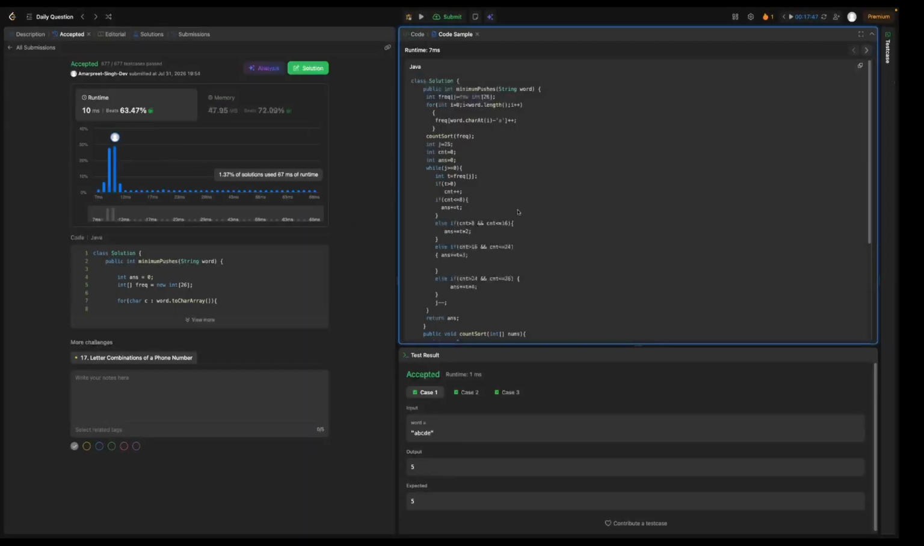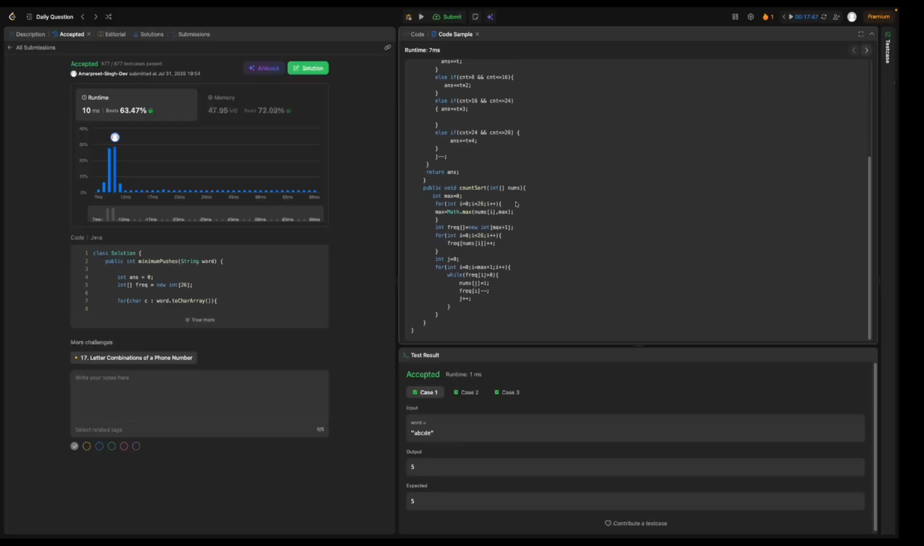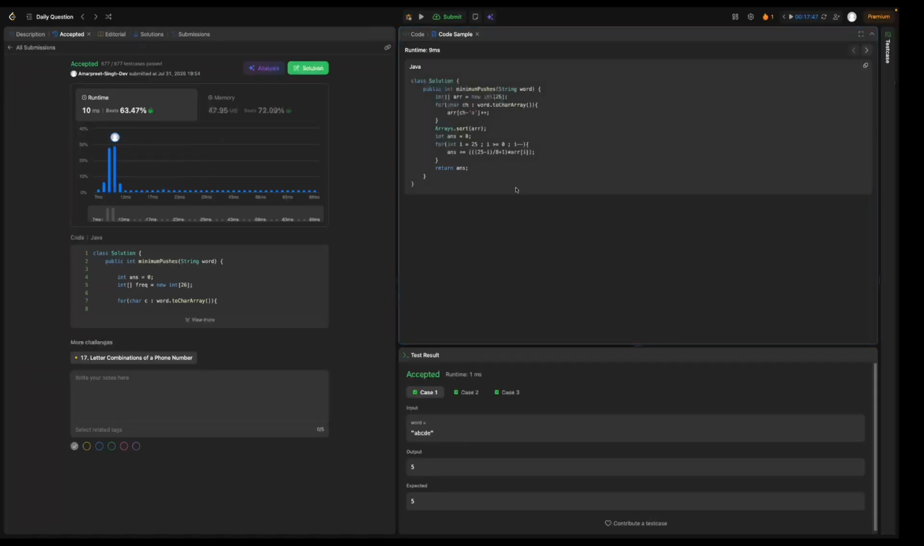Probably the first guy did it in a better format. Damn, that's so many else if statements. Ours is much cleaner. Oh, look at this guy. Yeah, this is exactly what we did.